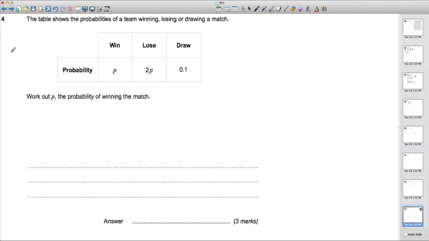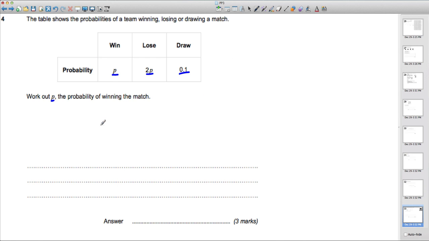Very easy. Next question. The table shows the probabilities of a team winning, losing or drawing a match. The probability of winning is P. The probability of losing is 2P. The probability of a draw is 0.1. Work out P, the probability of winning a match.